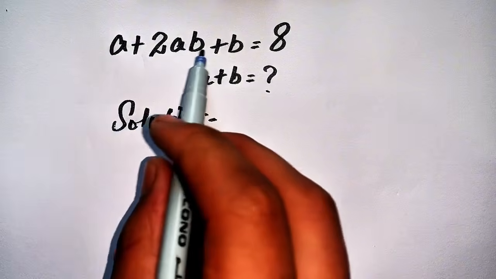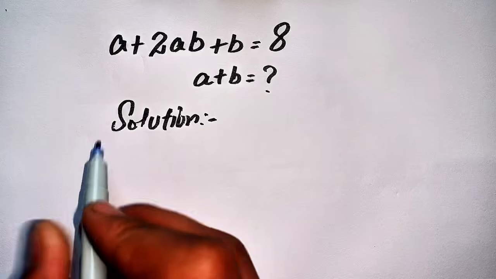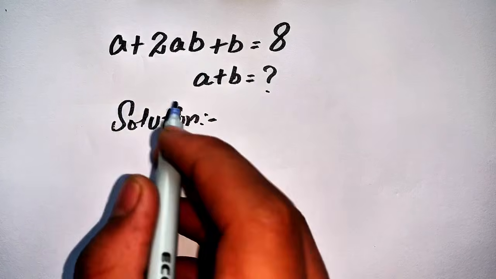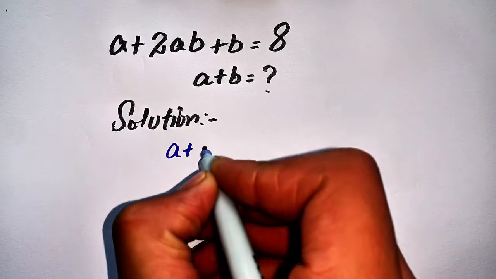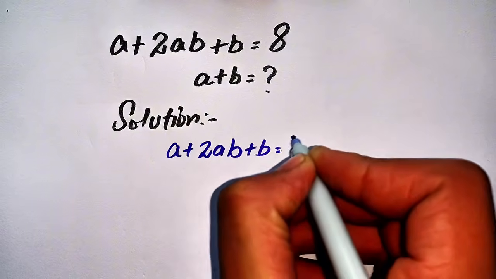A plus 2ab plus b is equal to 8. A plus b is equal to unknown. We are finding the value of a plus b. Our question is here. So, starting the solution, don't skip any part of the video. Our question is a plus 2ab plus b is equal to 8.